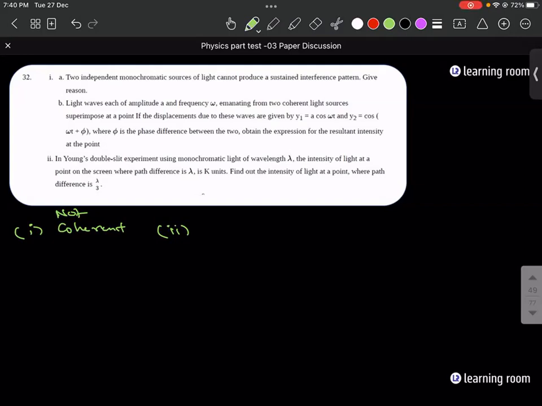See, the same point can be explained like how we told. You can say that they are not coherent. And two independent sources cannot release waves continuously.